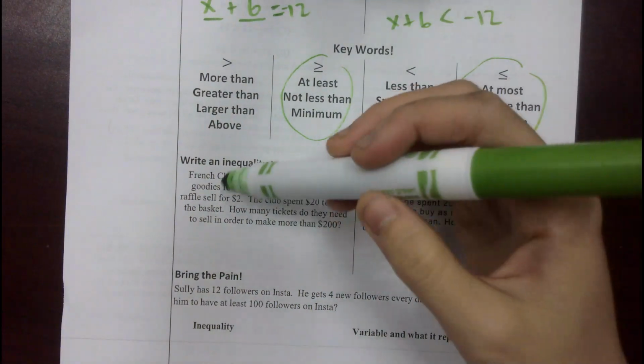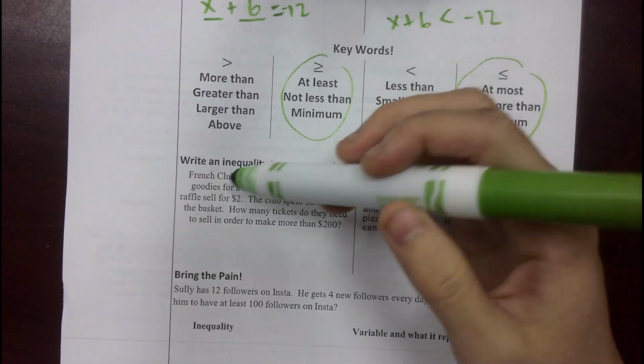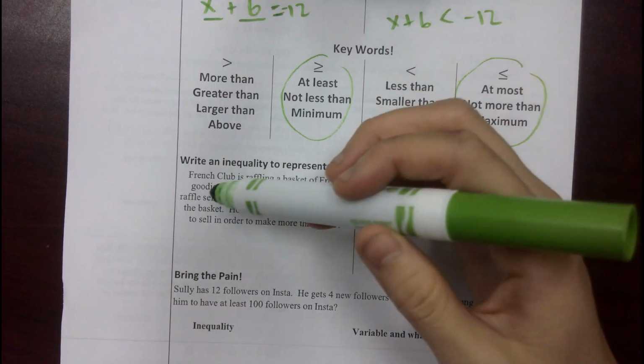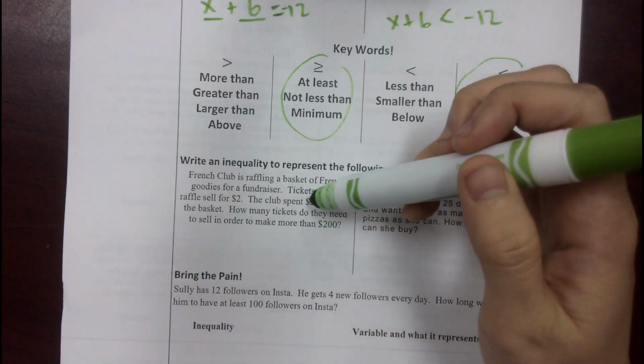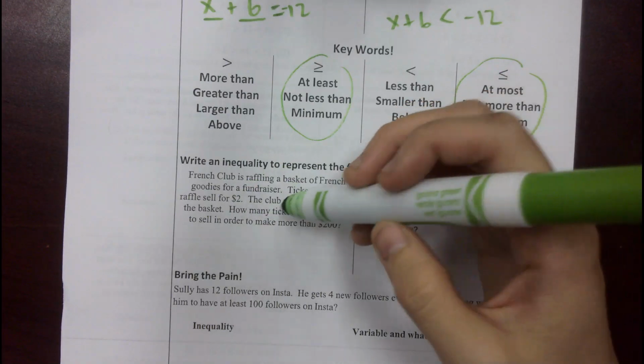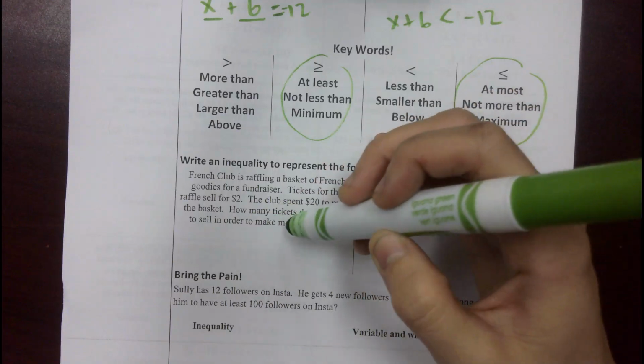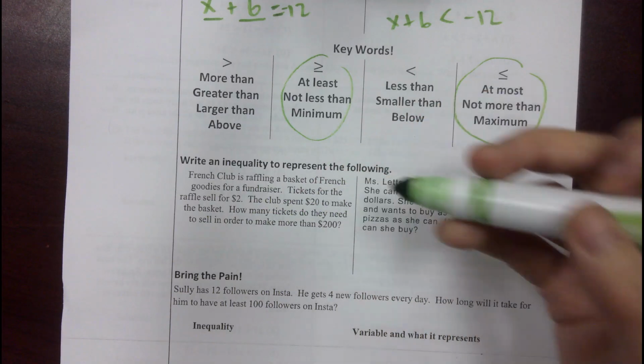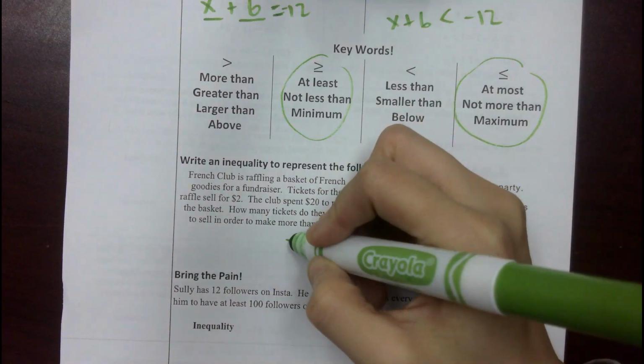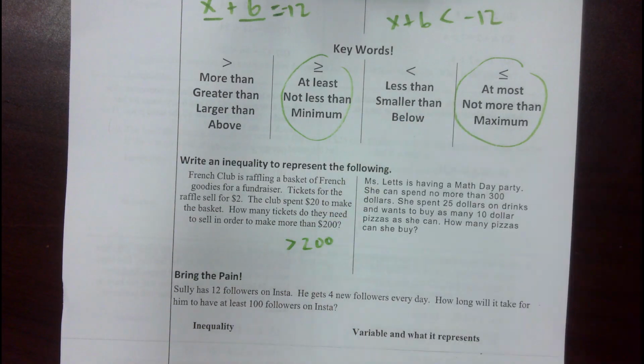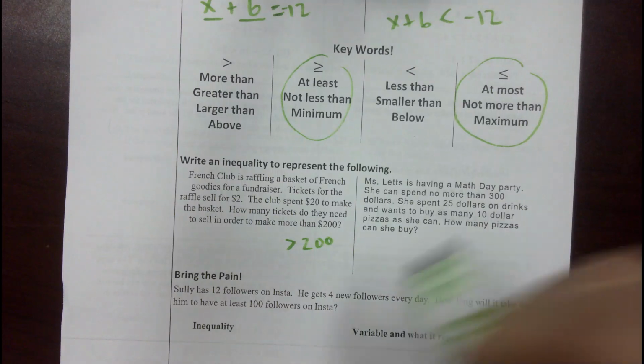Okay. French Club is raffling a basket of French goodies for a fundraiser. Tickets for the raffle sell for $2. The club spent $20 to make the basket. How many tickets do they need to sell in order to make more than $200? So we know at the end we want it to be more than 200. So you could start with the end and then go on the other side.